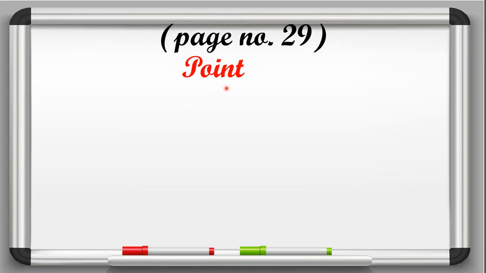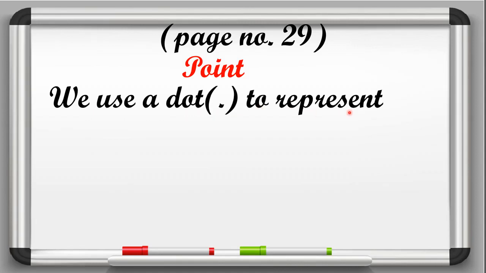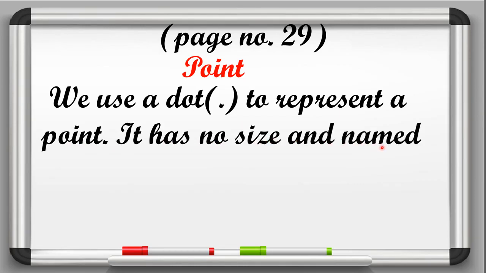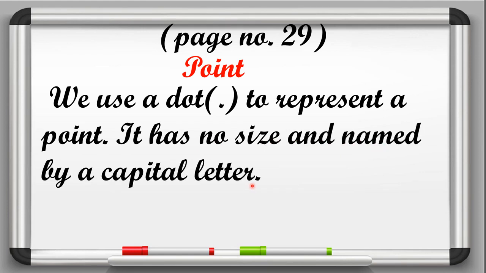Now beta, in geometry from page number 29, first of all we will learn about a point. So what do you mean by point? We use a dot to represent a point. It has no size and is named by a capital letter. So beta, here what do you mean by point? Point means a dot like this.